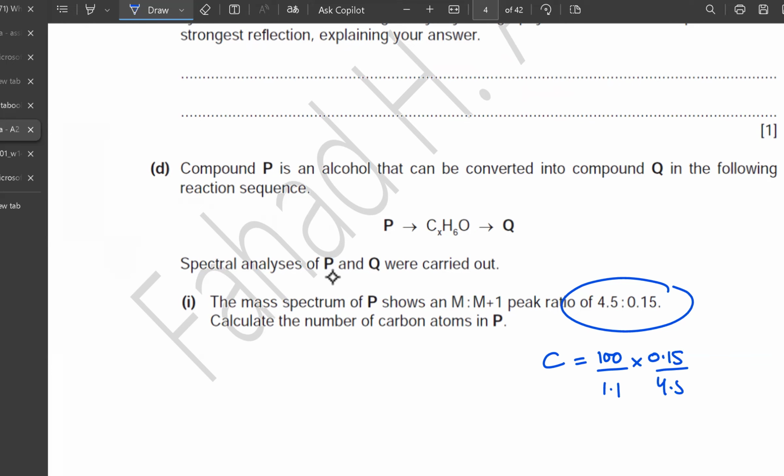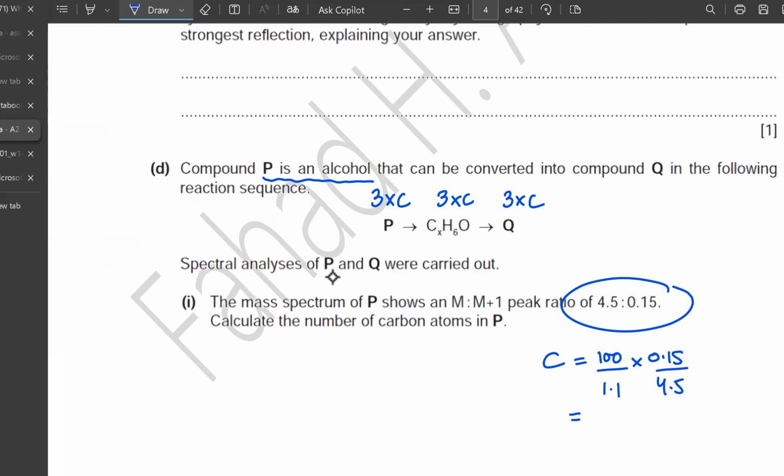Remember, he's talking about P. He says P is an alcohol. So how many carbons do we get? Sir, 3 carbons. Okay, so it's a 3 carbon atom alcohol, right? So that means the other ones are also probably going to be 3 carbon atoms because I don't think he's adding anything. Okay, so that's C3H6O.